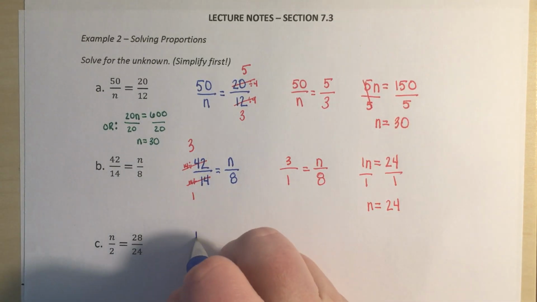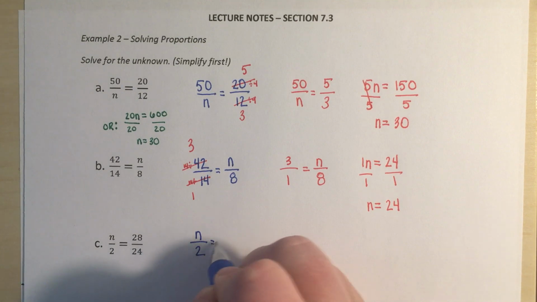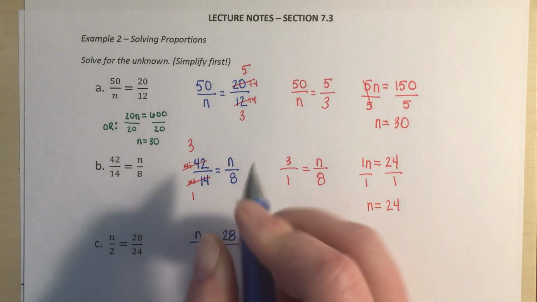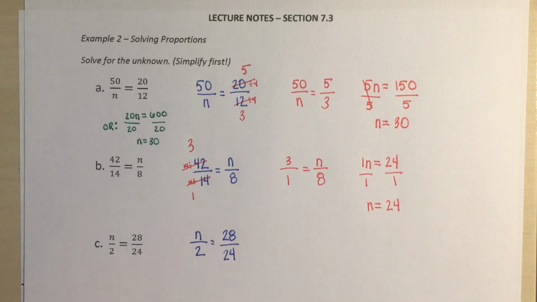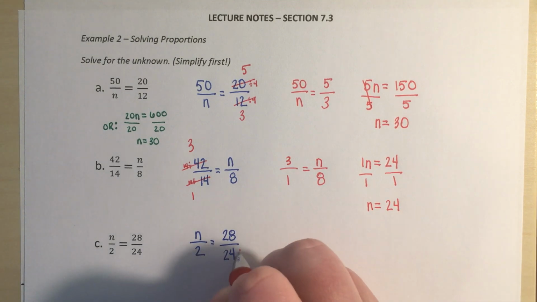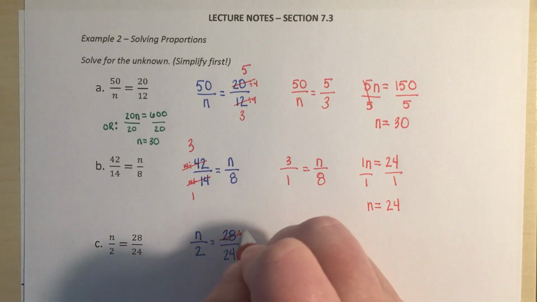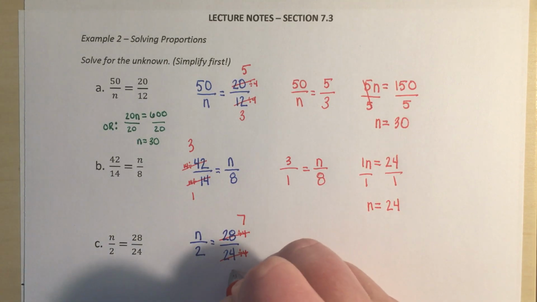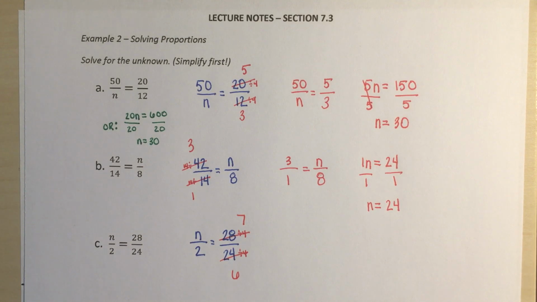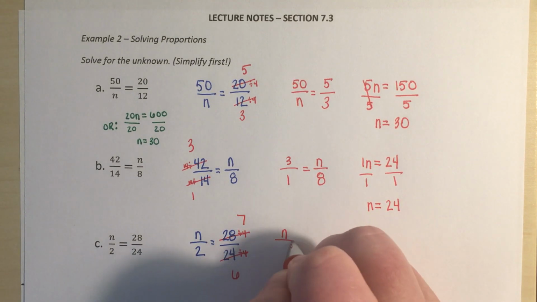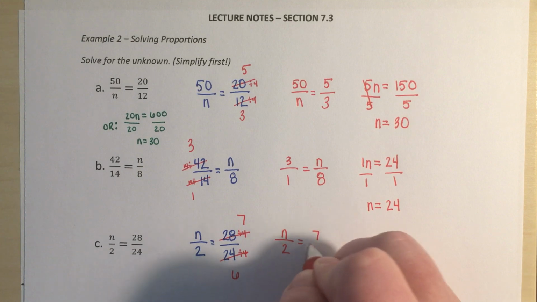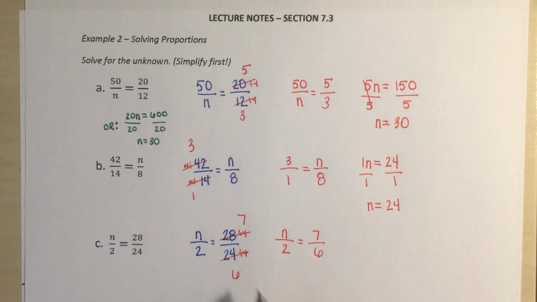So for C, n over 2 equals 28 over 24. So we're going to reduce 28 and 24. We can divide both of these by 4. 28 divided by 4 gives us 7. 24 divided by 4 gives us 6. Now we're going to rewrite n over 2 equals 7 over 6. I'm choosing to rewrite this middle step just to make it look a little bit nicer.